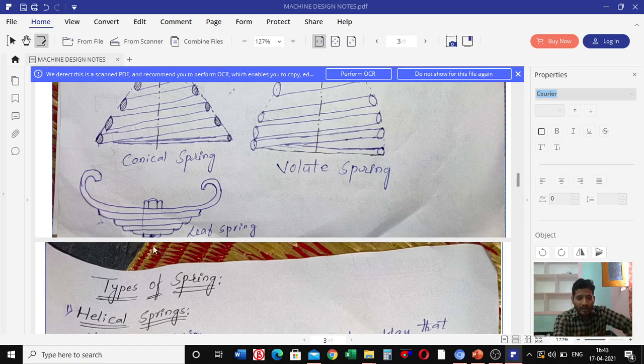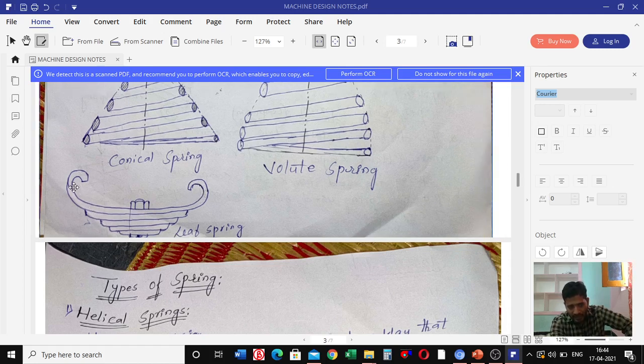Then the longest leaf. This is the longest leaf, and this one is the shortest leaf. This longest leaf is called the master leaf. What can we say here? This longest leaf we can call the master leaf.